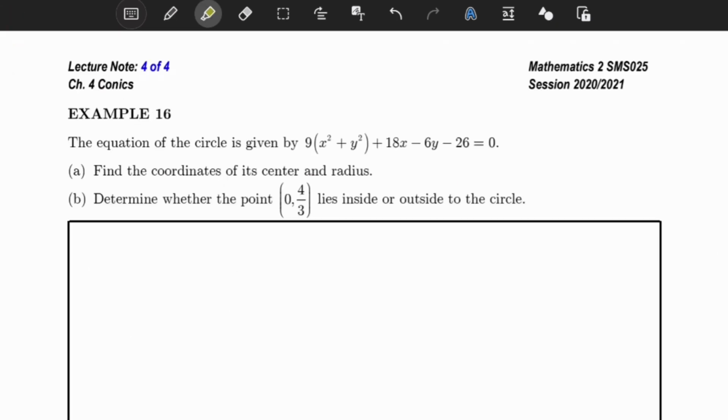Example 16. The equation of the circle is given by 9x squared plus y squared plus 18x minus 6y minus 26 equals 0. So this question has two parts. Part A, find the coordinates of its center and also the radius. And part B, determine whether the point (0, 4/3) lies inside or outside the circle. So let's do part A.